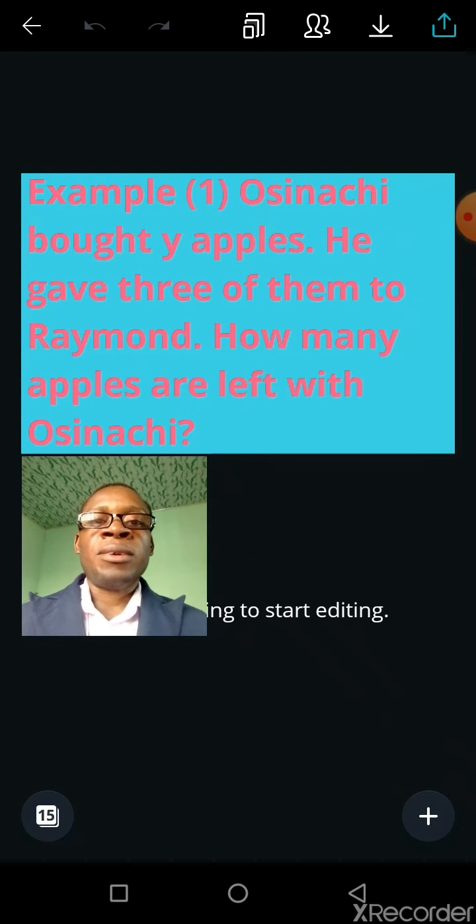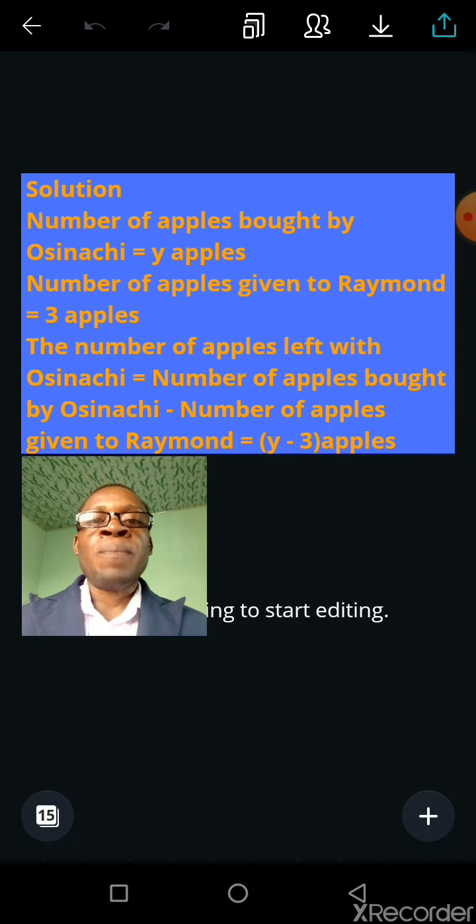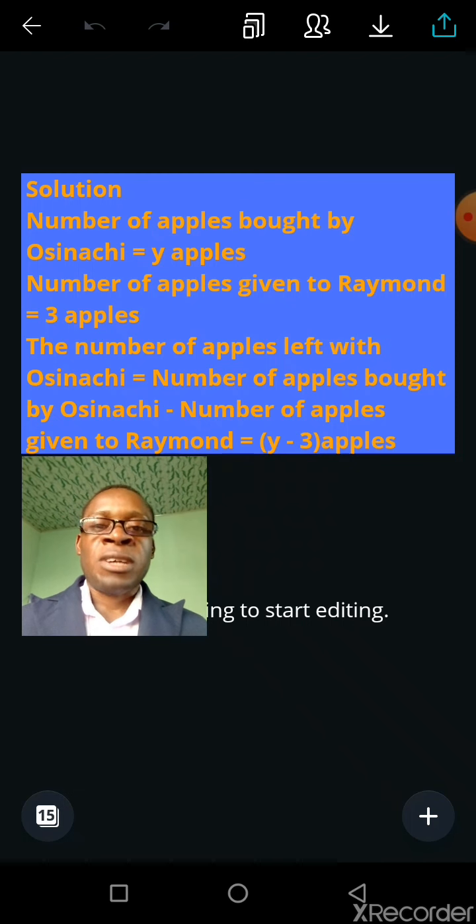Example 1. Osinachi bought Y apples. He gave 3 of them to Raymond. How many apples are left with Osinachi? Solution. Number of apples bought by Osinachi equals Y apples. Number of apples given to Raymond equals 3 apples. The number of apples left with Osinachi equals number of apples bought by Osinachi minus number of apples given to Raymond, which gives us Y minus 3. From here, you can see bracket open, Y minus 3 bracket close apples. That is how the arrangement should be.